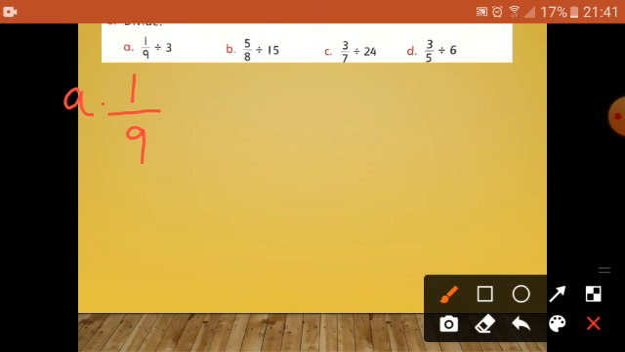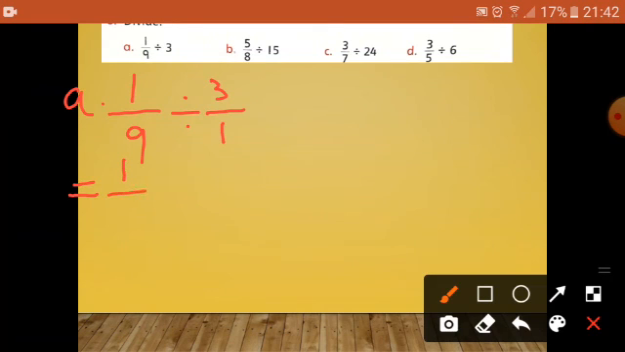1 upon 9 divided by 3 upon 1. As I told you, whenever we are dealing with whole numbers in fractions, just write the denominator 1 to avoid errors. So I hope you understand why we are writing 1 over here.